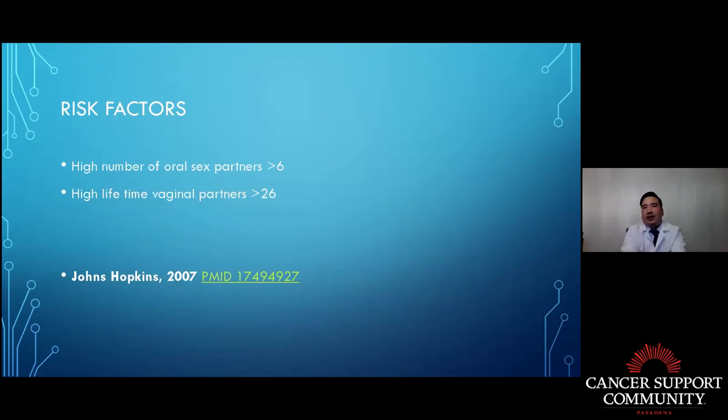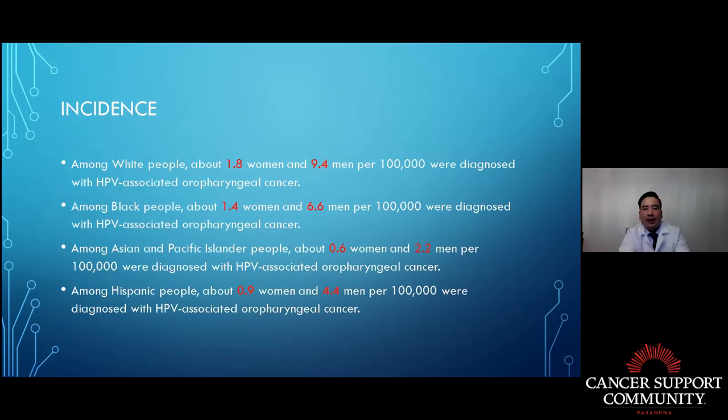But this is a study done at Johns Hopkins where they're looking at different risk factors for oropharyngeal cancer. They found that a high number of oral sex partners, greater than 6, predicted for increased chance of oropharyngeal cancer. Also, high lifetime vaginal partners, greater than 26 partners, predicted for higher chance. So the most common demographic to get this cancer is actually a white, Caucasian male.